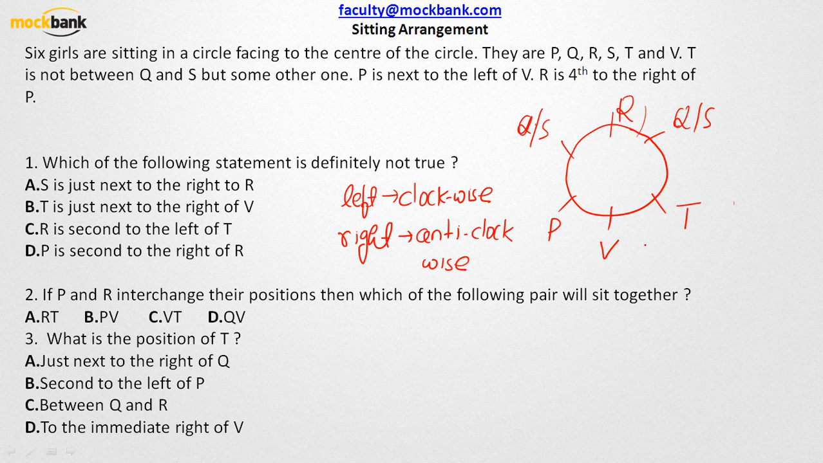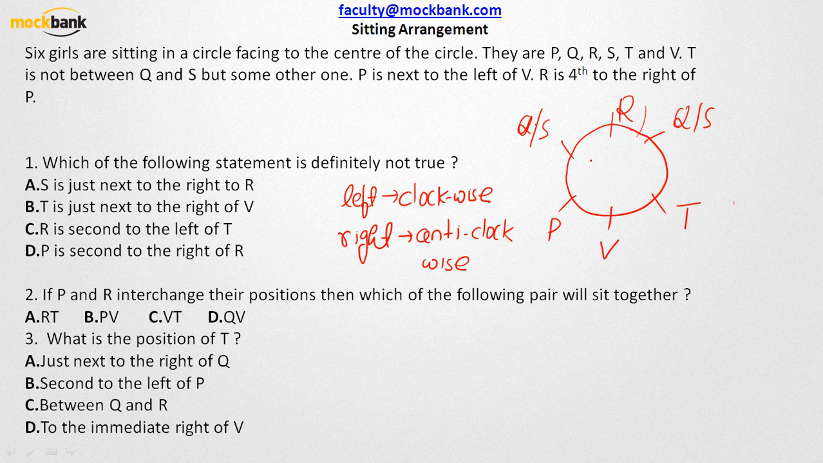But there is one thing which is very clear: if one person has to be between Q and S, it for sure is not going to be T. It has to be R, is it not? So let us see our options over here.